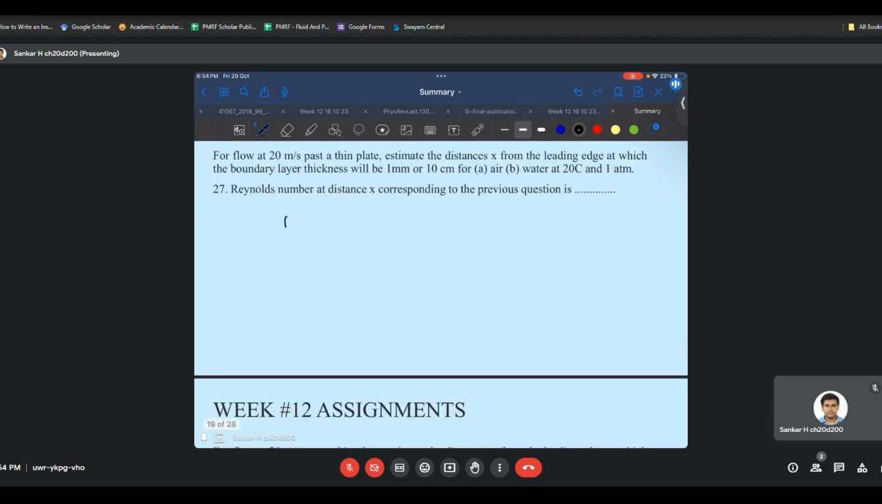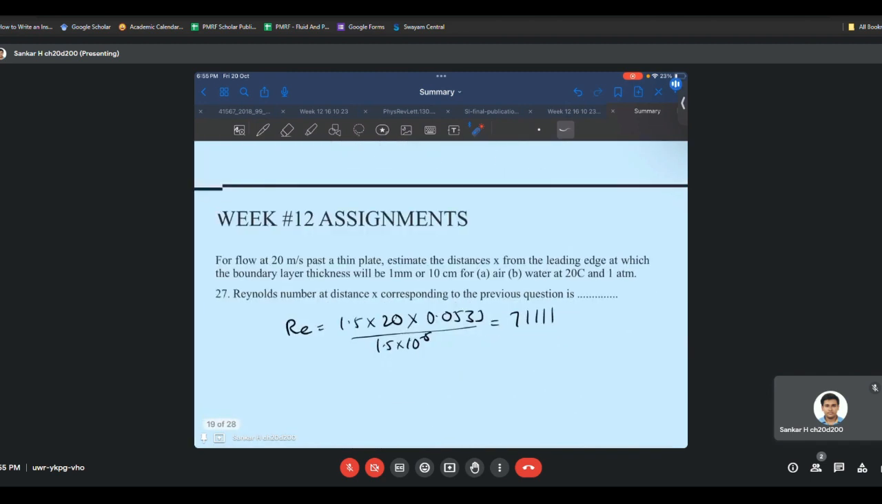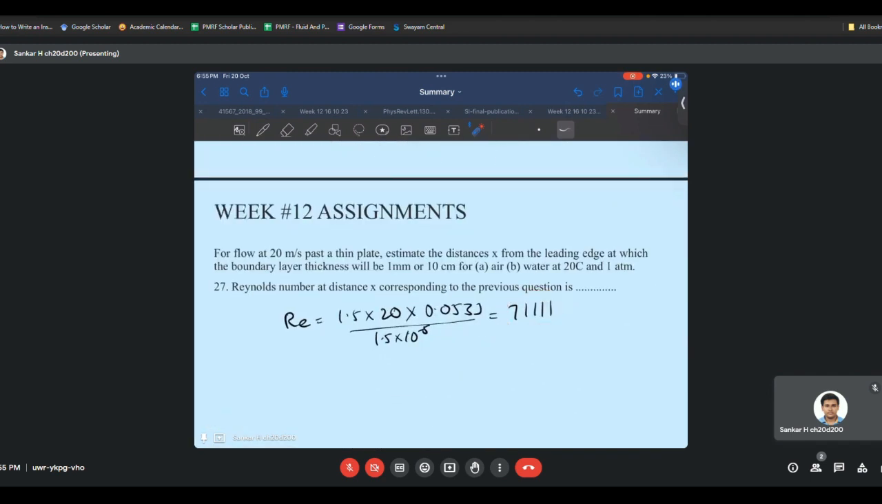And the Reynolds number corresponding to this will be just 20 into 0.0533 by 1 into 10 raised to minus 5. This will be 71,111, indicating that this is a laminar regime. So how you solve this question is, since you don't know whether it's in a laminar regime or not, you find the distance from the leading edge at which the boundary layer thickness comes out. If it is in the laminar regime, just go with it. Otherwise, you have to resolve the question considering turbulent flow.